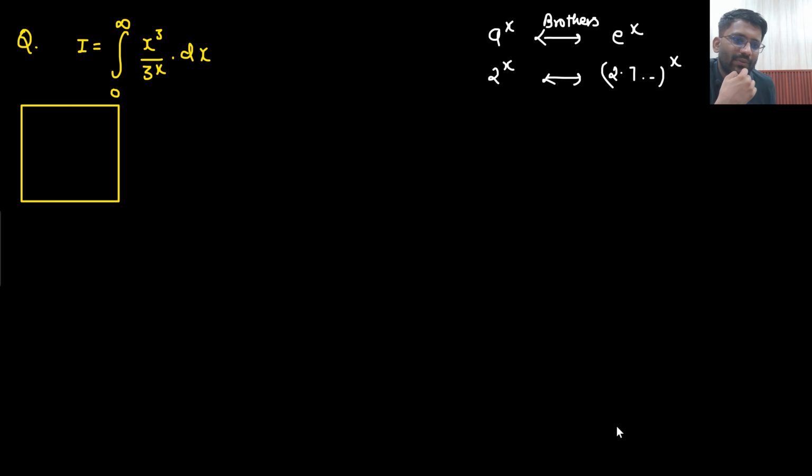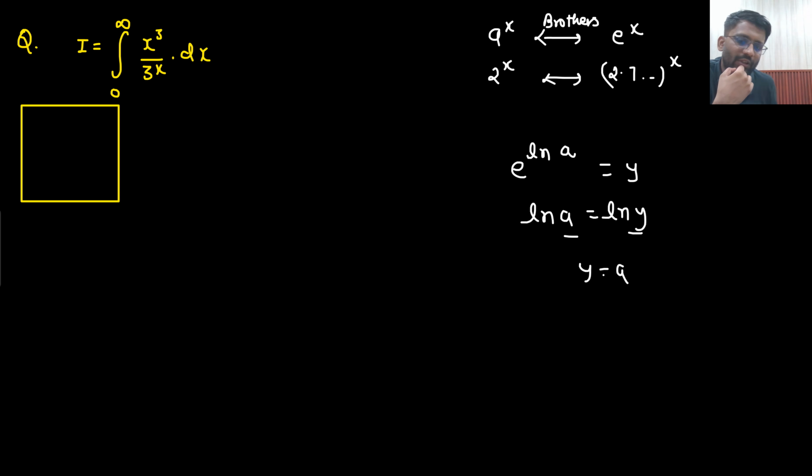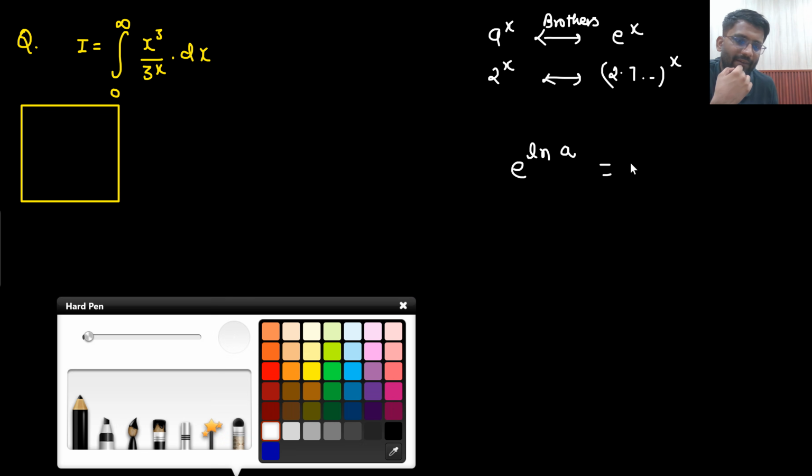Say yes or no. Do you know what e to the power ln a is? It could be written as a only. Let's say e to the power ln a is y. Taking ln on both sides, the e goes away, so this becomes ln y equals ln a. Comparing, y equals a. So e to the power ln a equals a only.